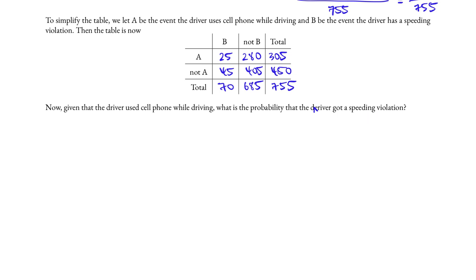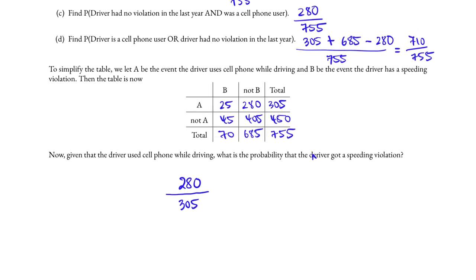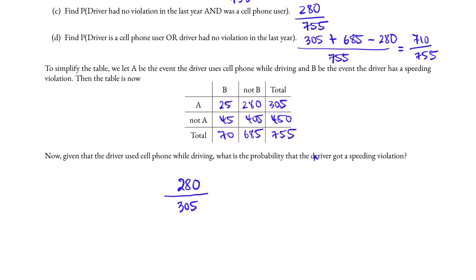And so how many drivers who use cell phone while driving in the first place? This is 305, row A. And out of the 305, how many of them got the speeding violation? 280. Observe that this probability is no longer a number of the event divided by the grand total 755.